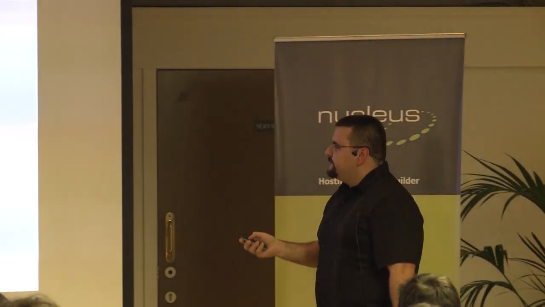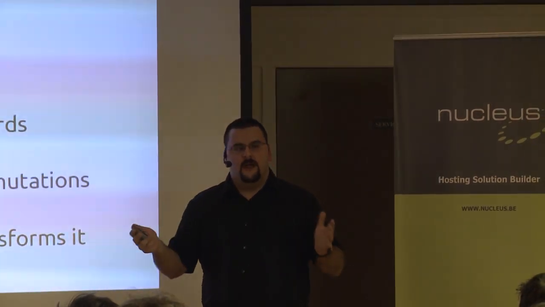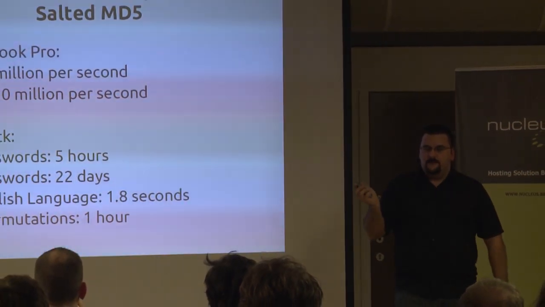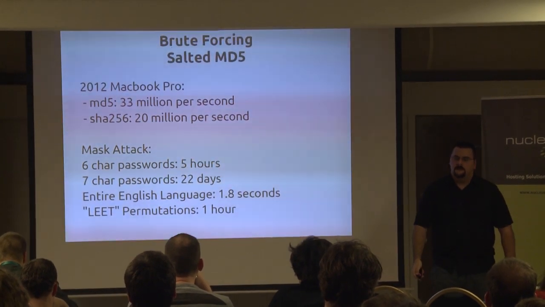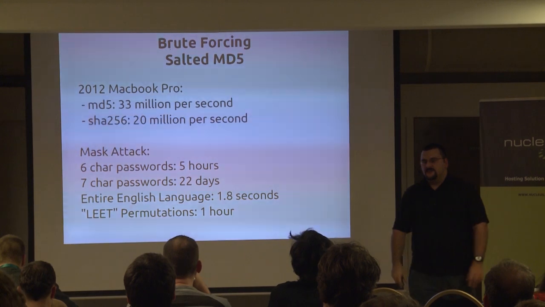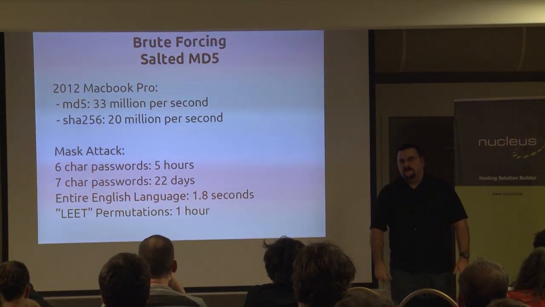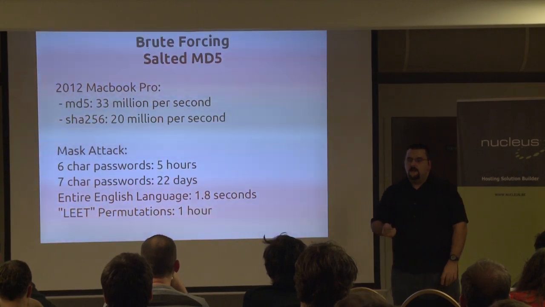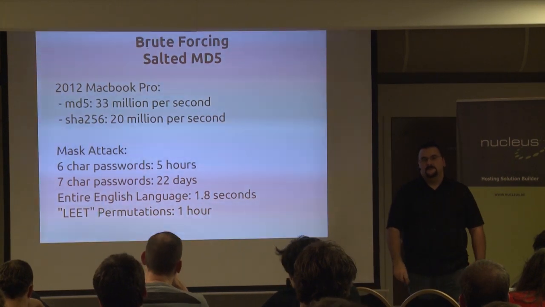And by using these different methods intelligently, we can really efficiently hit the vast majority of common users' passwords. So with our salted MD5 example, on a 2012 MacBook Pro, I can do 33 million MD5s per second, which is a lot. To do all possible 6-character passwords takes about 5 hours, which is a lot of time, but it's a lot less time than you would think, especially because it can do the entire English language in about 1.8 seconds.